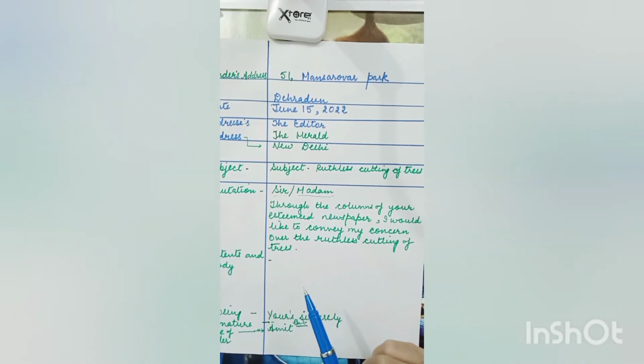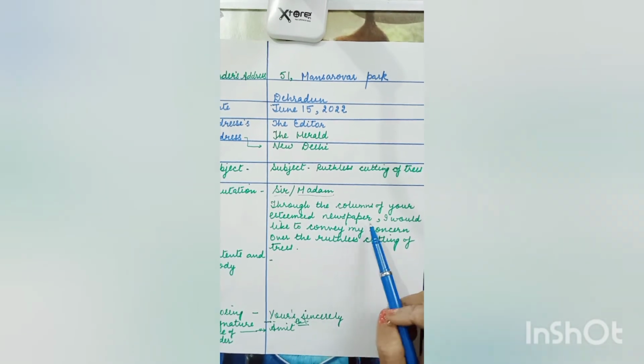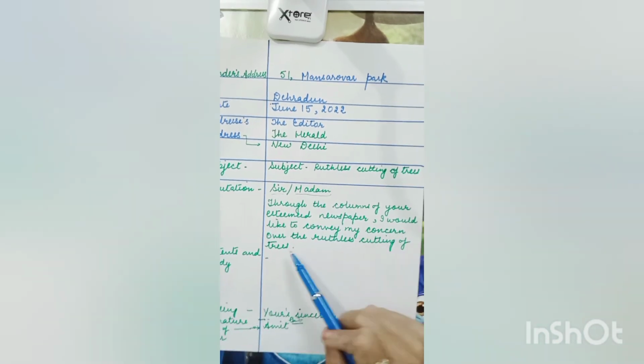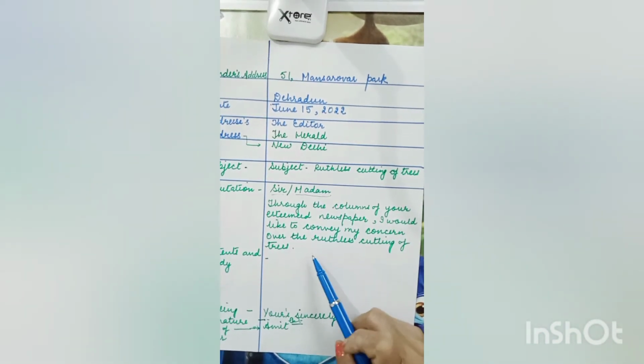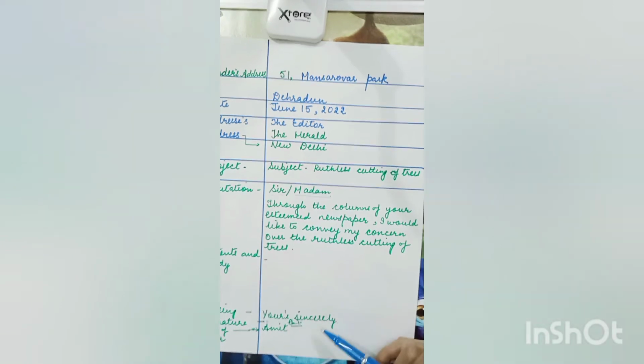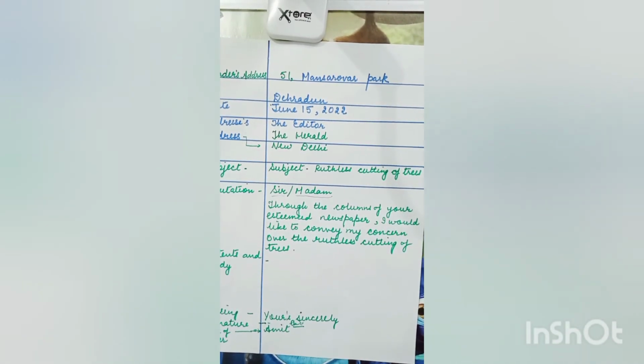Now the start of the letter should be in a very polite manner. "Through the columns of your esteemed newspaper", you can mention the paper here. You can mention, "I would like to convey my concern over the ruthless cutting of trees." Now in the body of the letter, you have to discuss this problem and how we can eradicate it. The sentences should be to the point, with no superfluous sentences. And the closing: Yours sincerely, your signature and the name of the sender. This is the format of a formal letter.